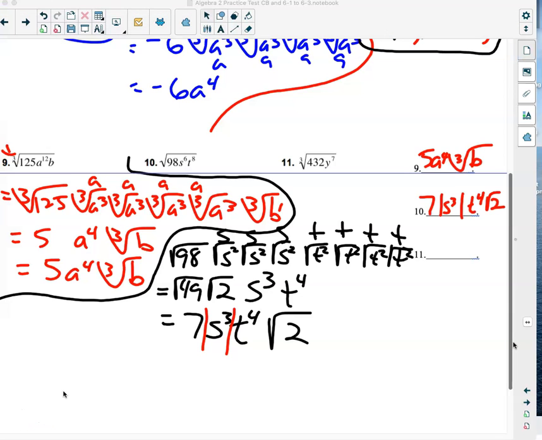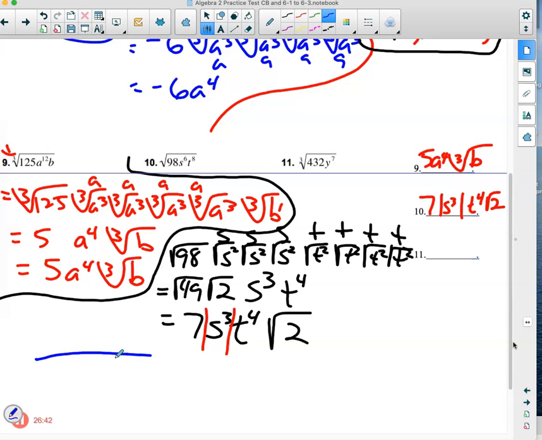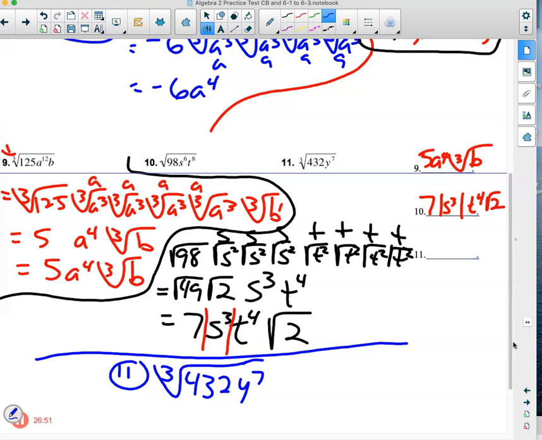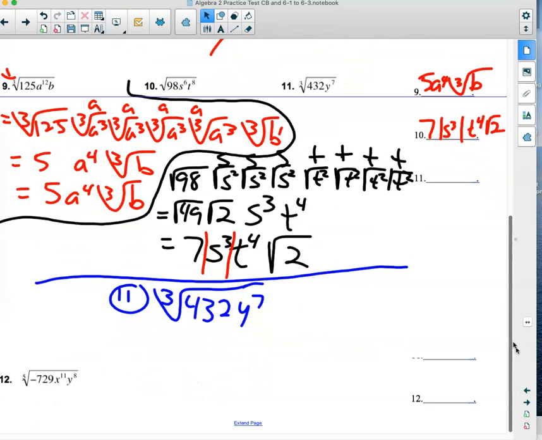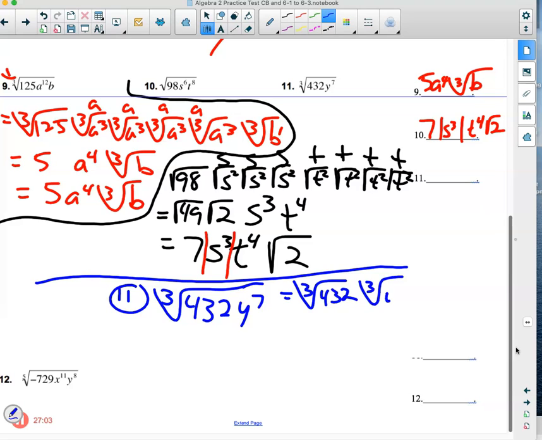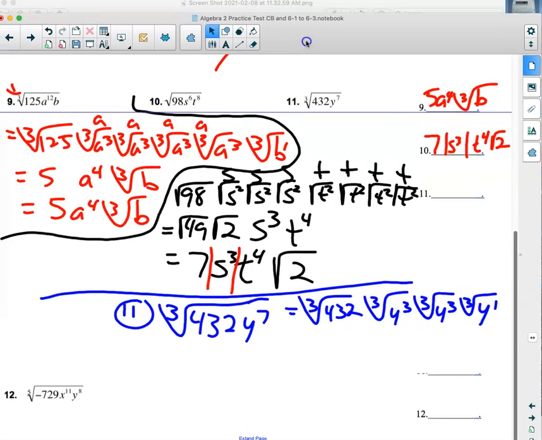And I just stopped it for a second so I could write the answers for 9 and 10 in the little slots over there. And now I have to find some room for number 11. Let's see, I think I'll put that one down here. So cubed root of 432 y to the 7th. All right, 432, huh? So cubed root of 432, cubed root of y to the third, y to the third, y to the first, because 3 plus 1 is 7. And now the cubed root of 432, that doesn't seem very familiar.